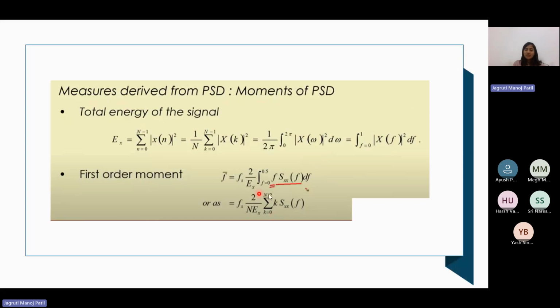So if it's the first order moment, again in the frequency domain, this is the power spectral density. S is the spectral density of the function with itself, times f. And here again, essentially the terms which we need to average around, if it's in the continuous domain, it's like this; if it's discretely defined, it's like this.